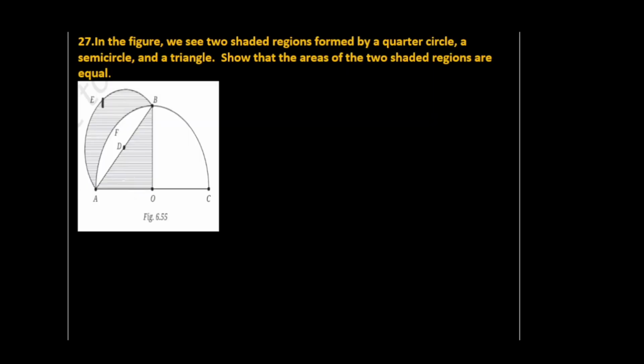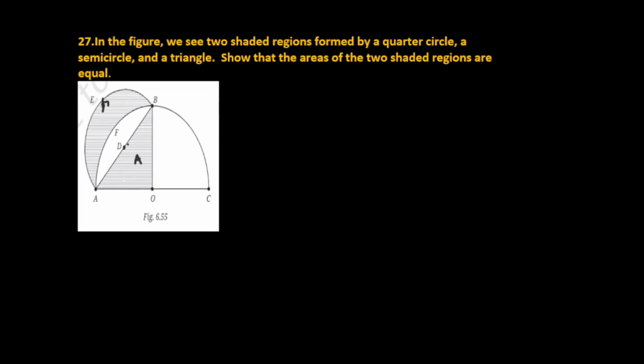Question number 27. In the figure, we see two shaded regions formed by the quarter circle, a semicircle and a triangle. Show that the areas of the two shaded regions are equal. So this is region A, and this is region B. We need to prove region A is equal to region B.